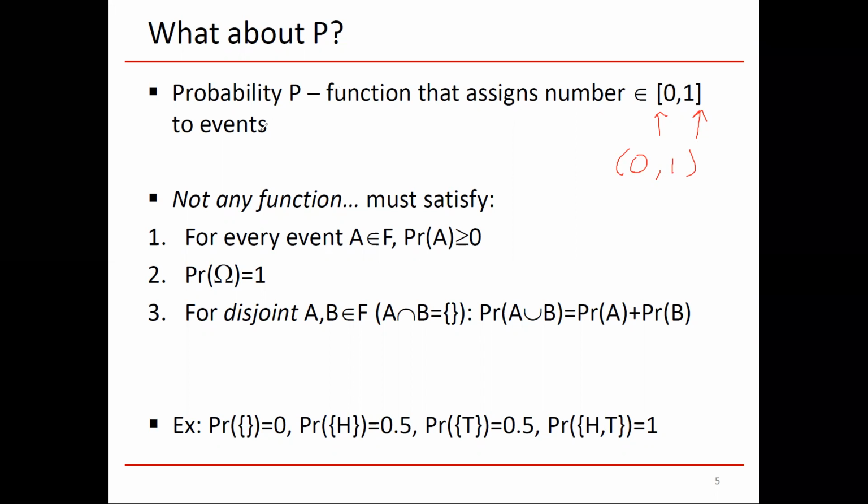So first of all, the probability P assigns numbers in that range. And every probability P is a function, but it's not any function. It must satisfy, first of all, that the probability is always greater than or equal to 0, no matter what event.